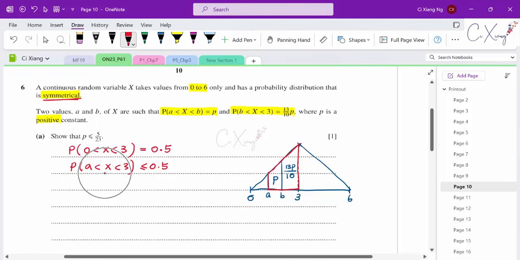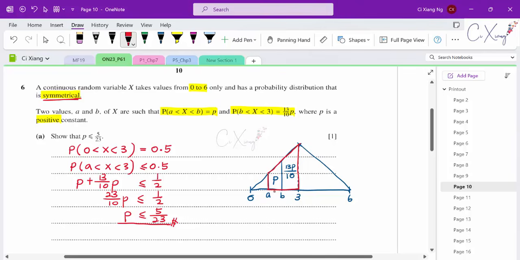So how to get the probability for x between A until 3? From A until B is P, and then from B until 3 is 13 over 10P. So smaller or equals to 0.5, which is a half. Try to add them together, you are having 23 over 10P smaller or equals to half. And from here, you will know that P is actually smaller than or equals to 5 over 23. So this is how we prove it.